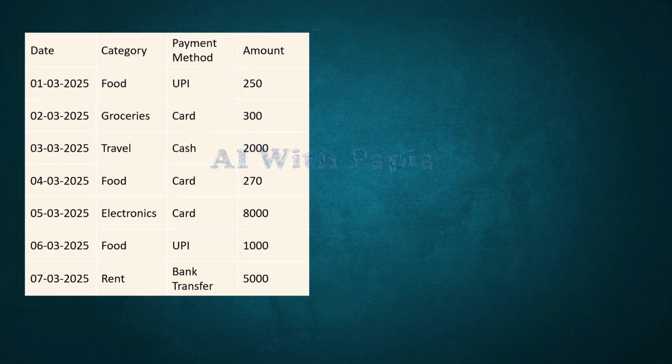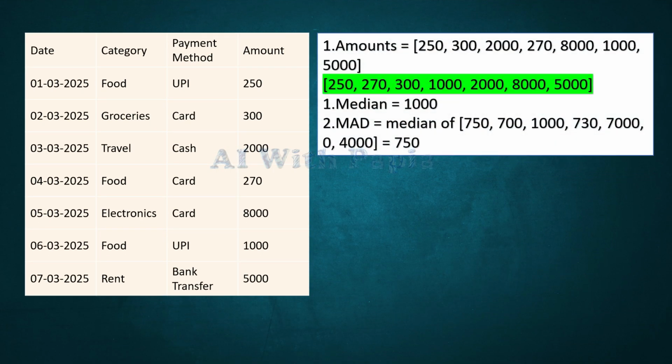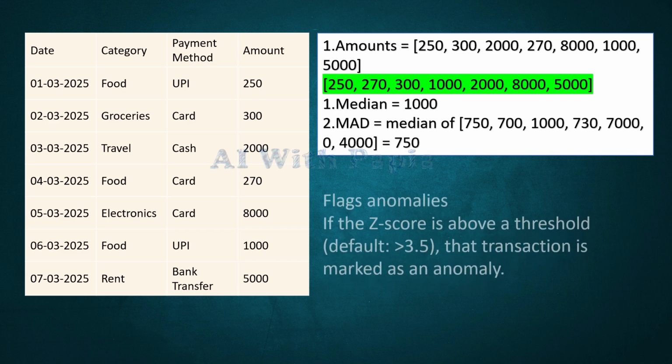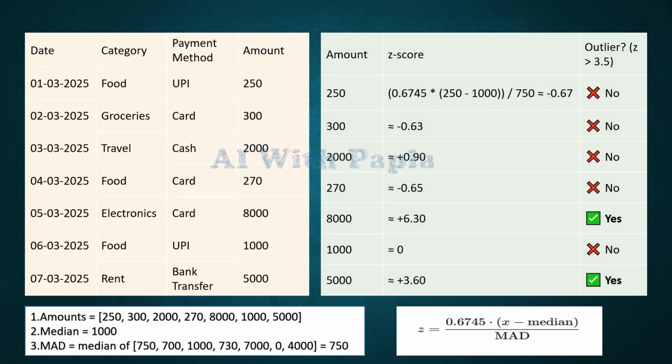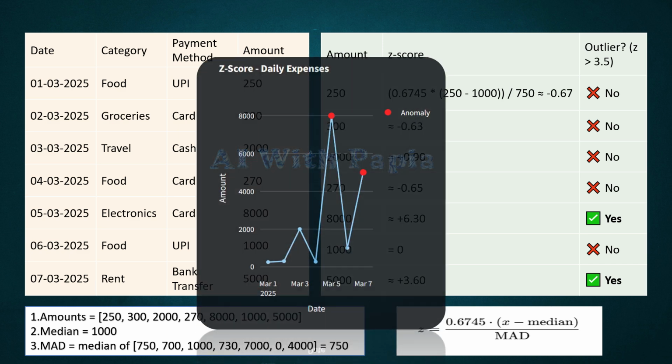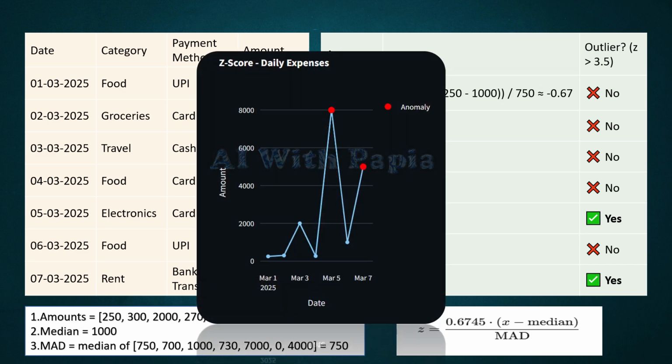Now let's move further. Here is the calculation, and my app is basically using a threshold of 3 or 3.5, and it is showing results accordingly. This is the one where I have included the outlier, and it found the anomalies. Here you can see 8,000 and 5,000, these two anomalies it detected for this small data set. And this is a screenshot from my app you saw just earlier.